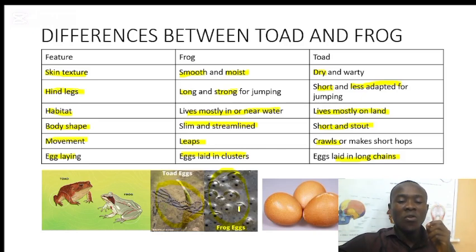The egg of a frog is transparent. That means you can see through it. The egg of a fowl is opaque. That means you cannot see through it. The egg of a frog has a transparent black pigment in it, while the egg of a fowl does not have it.